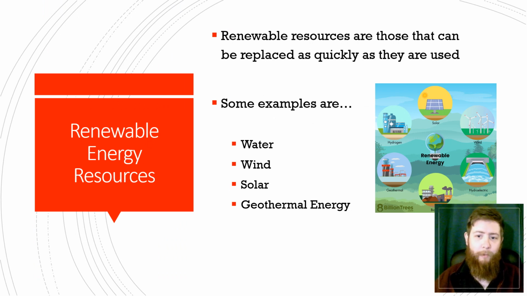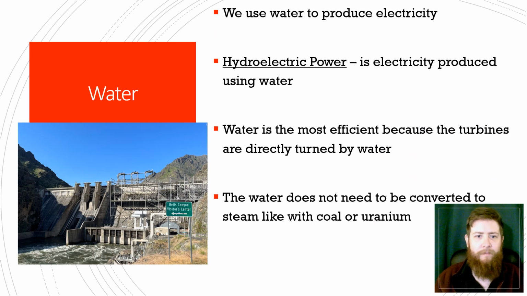So since we had non-renewable energy sources, we also have renewable energy sources. Those are the ones that can be replaced as quickly as they're used. Some examples here are things like water, wind, solar, geothermal energy, hydrogen, if we figure it out. All of these are good examples, as is biomass, like burning wood for heat. These are examples of renewable energy resources.